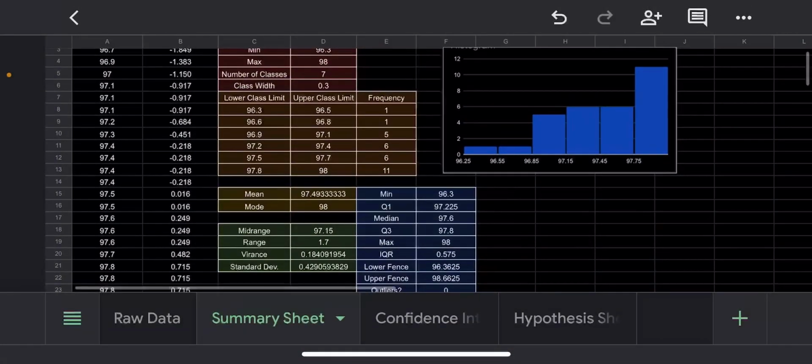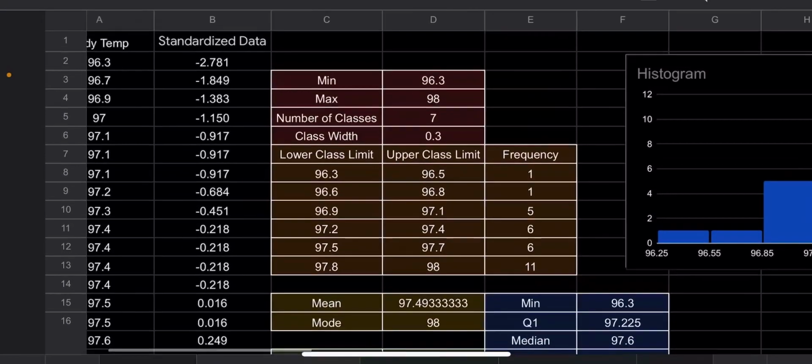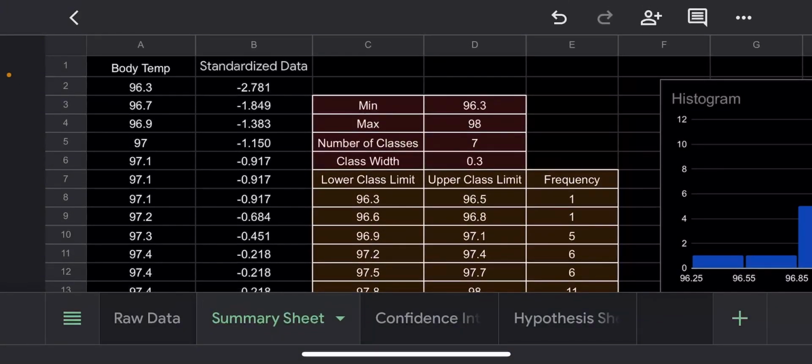And in this data, the two standard deviations above the mean is the 96.3 and close to 96.7. This proves this law because those are outliers.